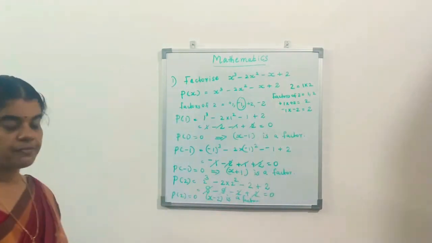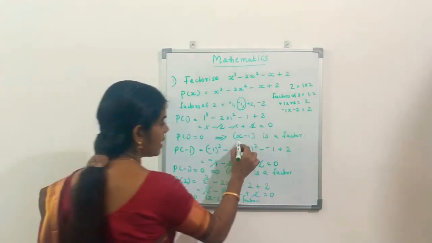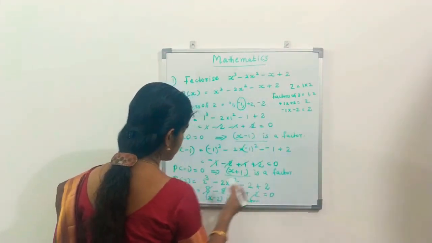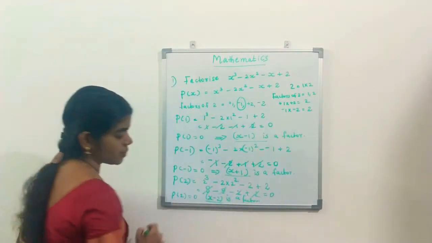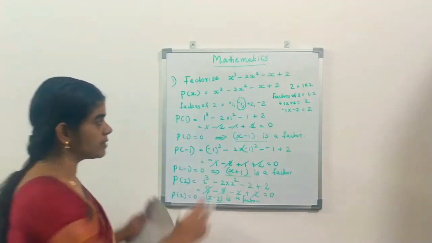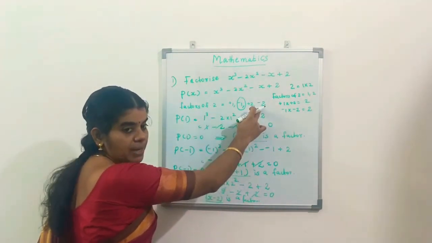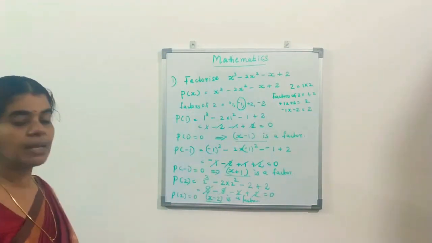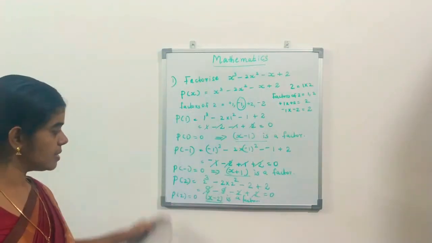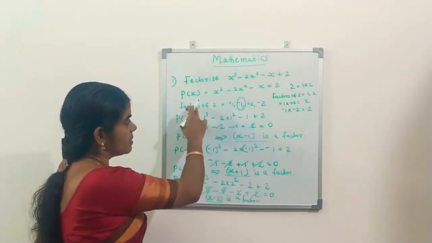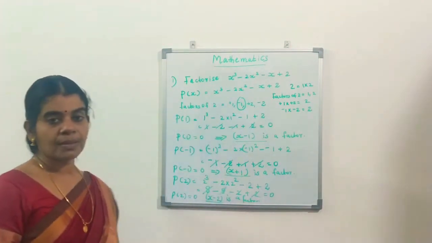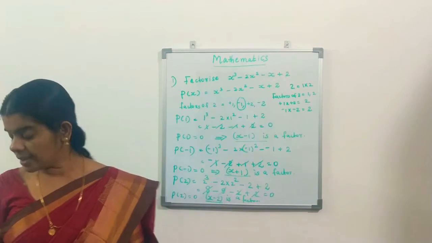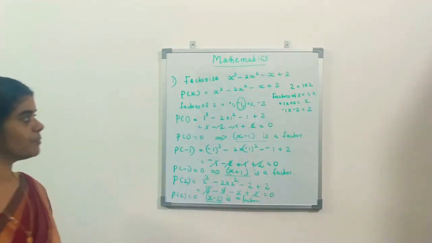Now you got three factors. Which are the factors? x minus 1, x plus 1 and x minus 2. Factors of 2 also include minus 2, but because you already got the three factors here, there is no need of checking p of minus 2. Thus, these are the three factors of this polynomial. Is it okay? Then I will show one more method for finding the factors.